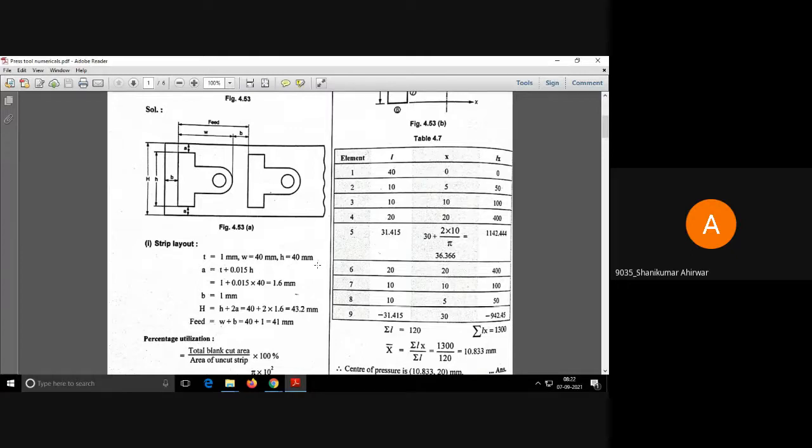Sir, W plus B, no? Yes, so how much? W plus B, so that is 41. 40 plus 1. Okay, 41 mm.